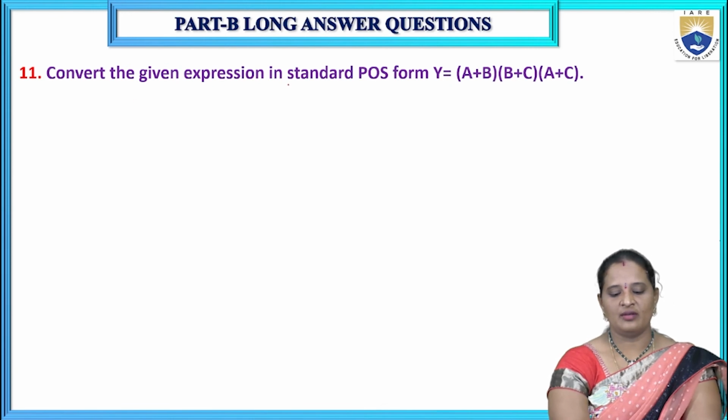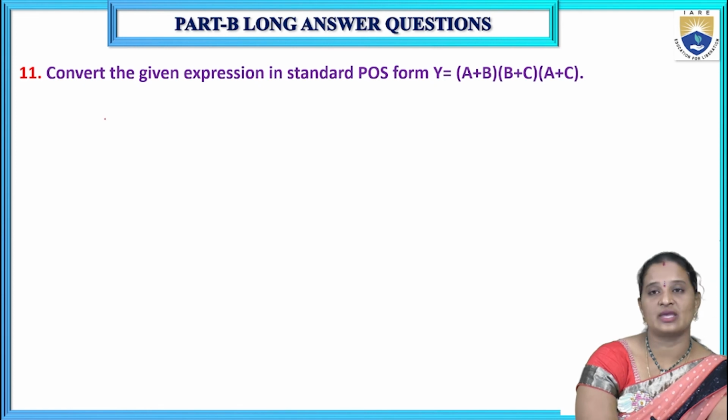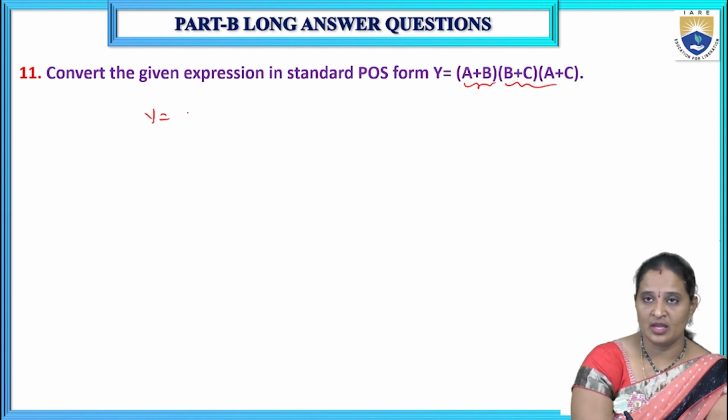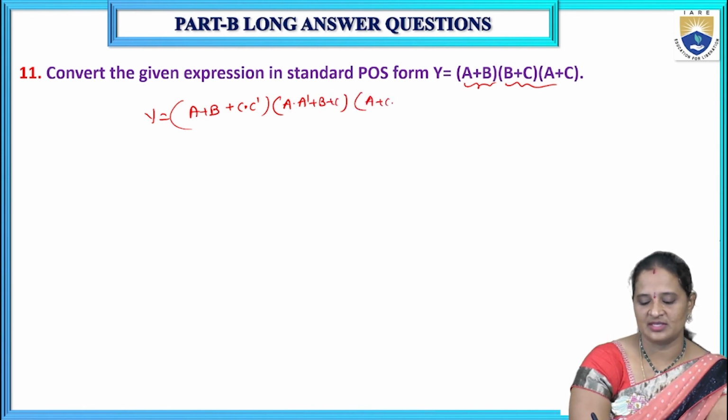Now convert the given Boolean function into standard POS or canonical form. How to convert? First identify the missing variables in each and every term. So that is A plus B. C is missing. So as it is POS, add a term formed by the missing variable and its complement: A complement plus B plus C, and here B is missing, A plus C plus B into B complement.